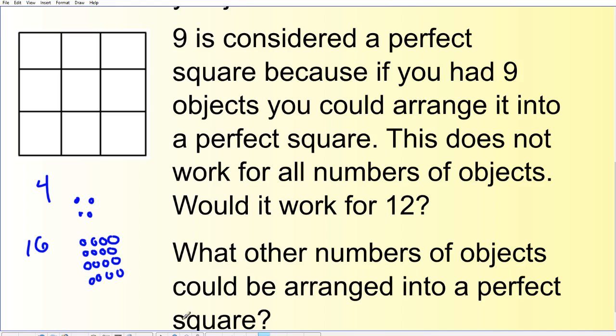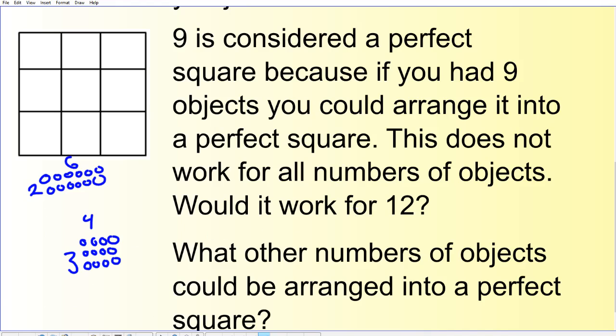Like, would it work for 12? There's no way you could actually take 12 objects and make a perfect square from it. So there's 12. That's a rectangle. It's 3 this way, it's 4 this way. And you could try another arrangement of them. Now you've got 6 and you've got 2. You can just put all 12 in a straight line. That's not a square. There's actually no way to take 12 of these.